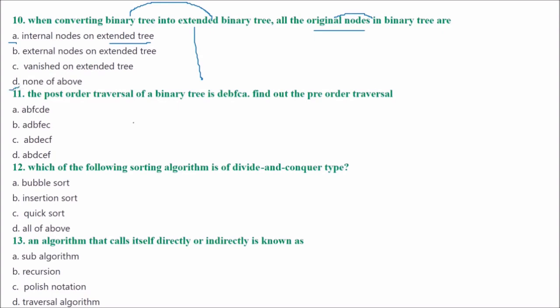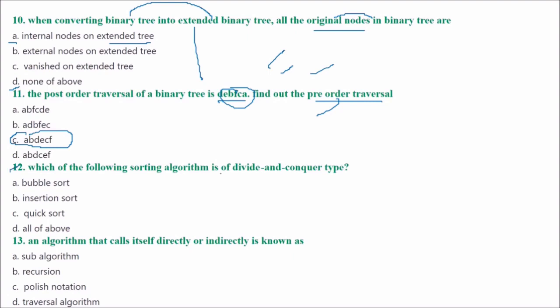Next, the post-order traversal of a binary tree is DEBFCA. Find out the pre-order traversal. If you are aware of the traversals, there are 3 types: in-order, pre-order and post-order. This is the post-order. What we have to find out is the pre-order, and the answer is C.